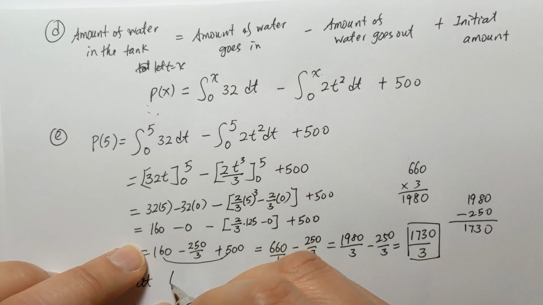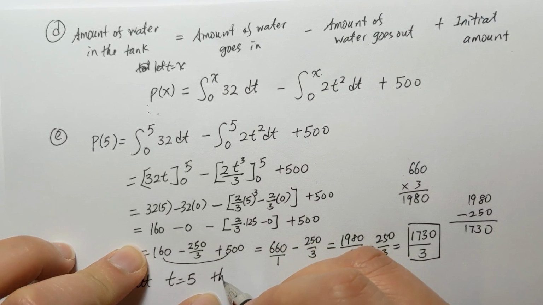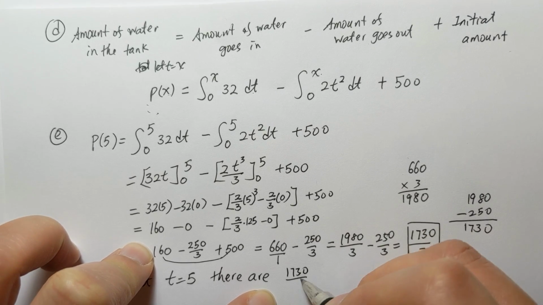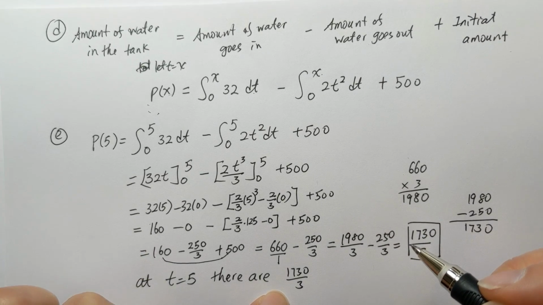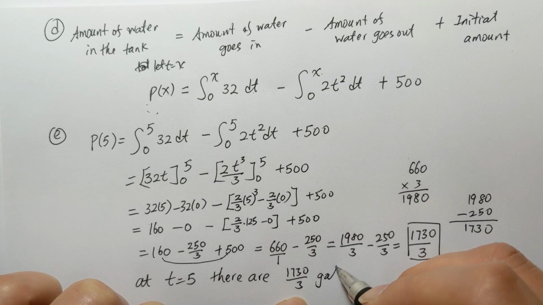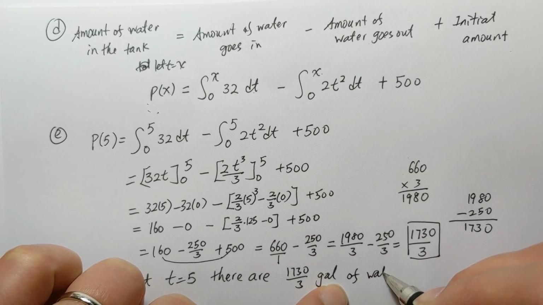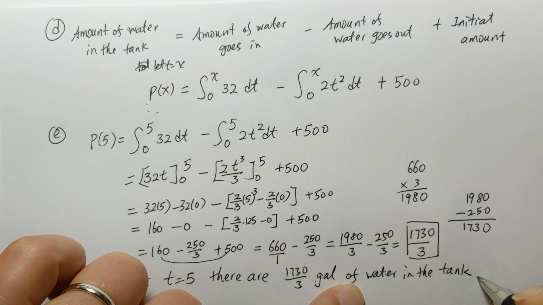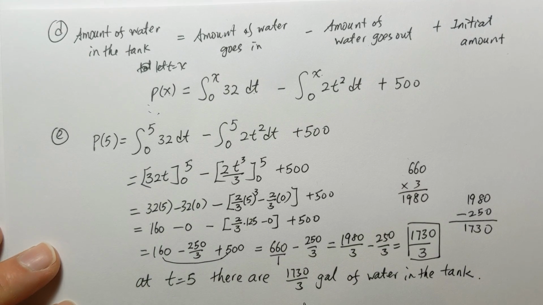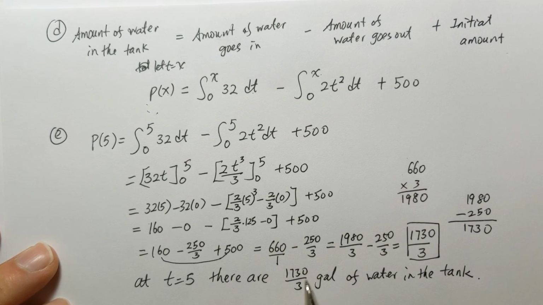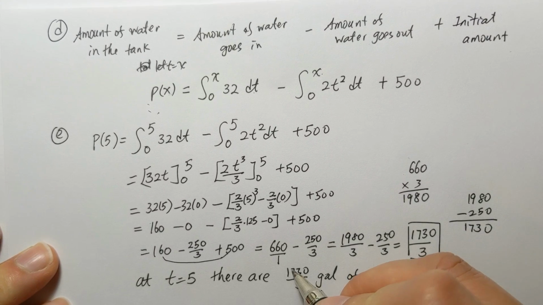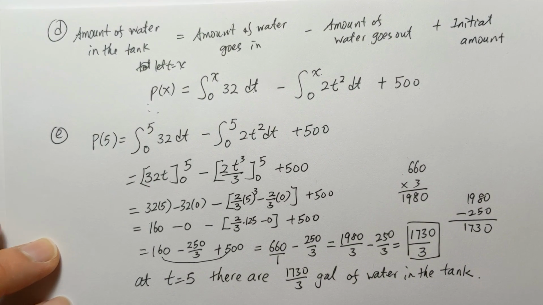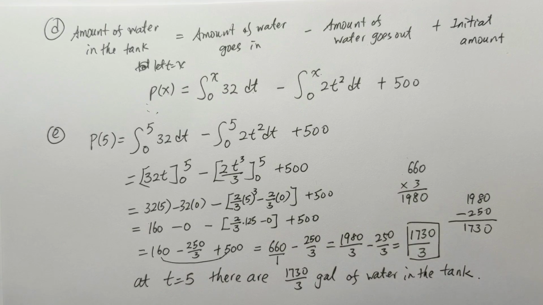So at t equal to 5, there are 1730 over 3 gallons of water in the tank. You don't need to convert this into a mixed number. Of course, you can. But if that was a free response question, you can leave it as an improper fraction. Now we finished question number 1.